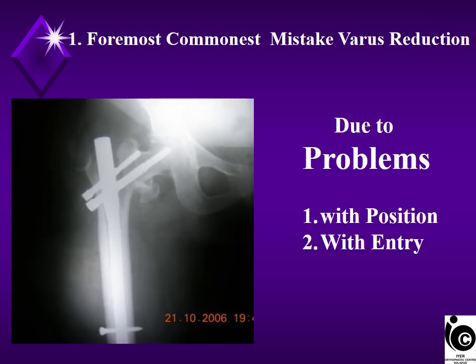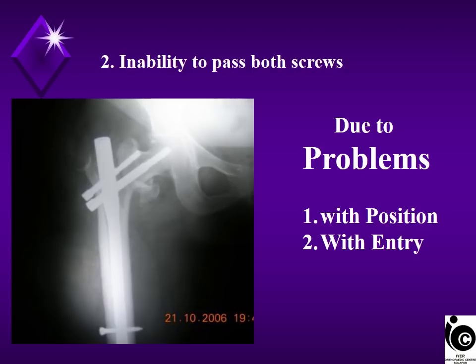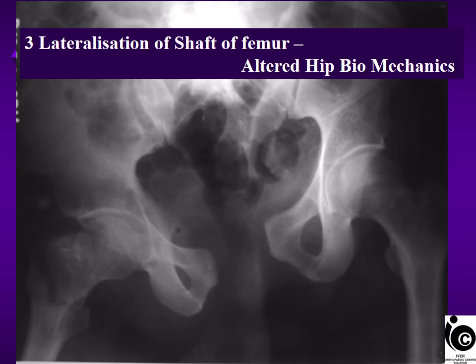The foremost mistake is varus reduction. This is due to a problem with either the positioning of the patient or the entry site. This will lead to inability to pass both the screws. The second commonest problem I see is lateralization of the shaft. This will lead to altered hip biomechanics. Though the fracture will unite, the patient will have an abnormal gait, a lurching gait.